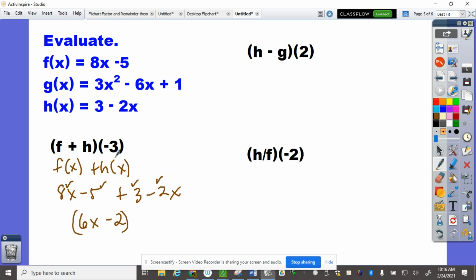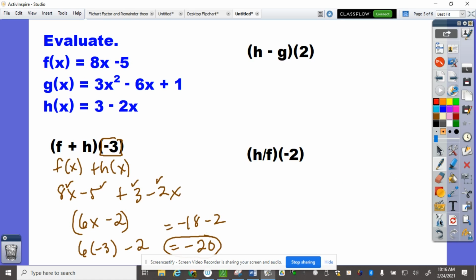But remember, we are evaluating it with negative 3. That means we're going to plug in that negative 3 to the x value there. So that will become now 6 times negative 3 minus 2. So the answer will be negative 18 minus 2, or negative 20 is our answer.